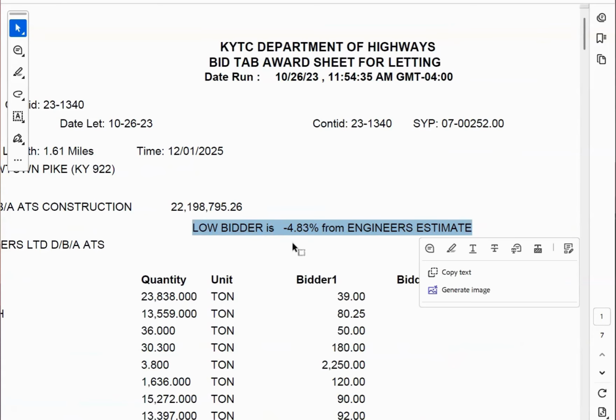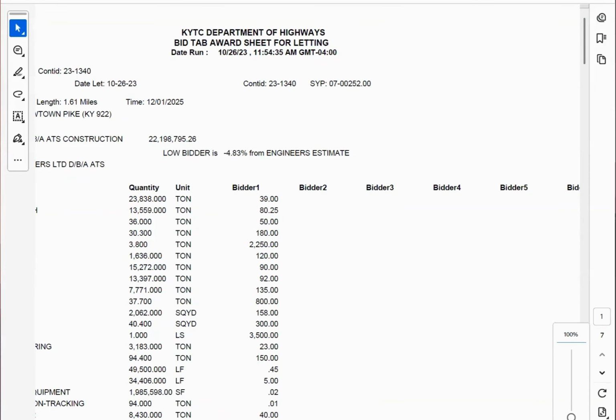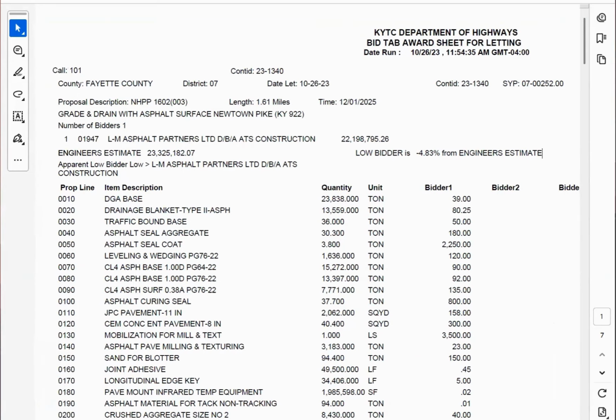It will also say whether it's a low bid or a high bid, and this was within 4.83% of the engineer's estimate. I don't think they provide the engineer's estimate when they do that, but you can go through here and look at literally every single pay item on this project, what the quantity is, and what their bid price is for that unit.